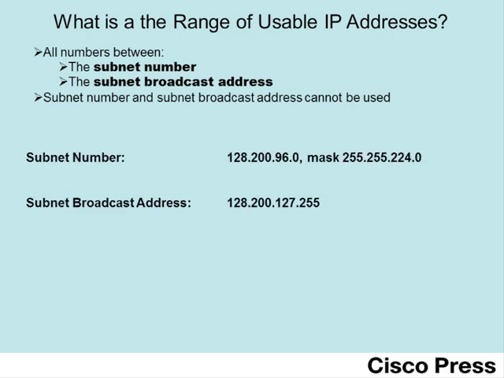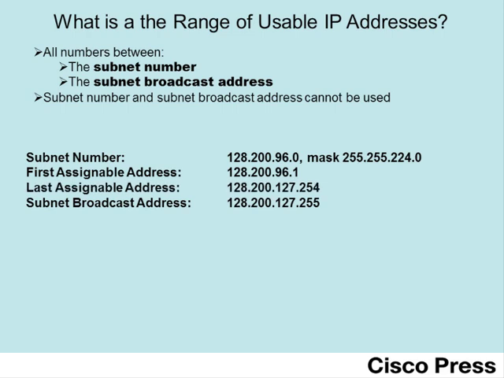For instance, in this video, we'll talk about subnet 128.200.96.0, and we just showed that the subnet broadcast address is 128.200.127.255. So think of those as the bracketed ends of a range of numbers, while the first assignable address, first address you can use is one bigger than the subnet number, as you see there on the screen. And the last number is 128.200.127.254 in this case, which is one less than the subnet broadcast address.